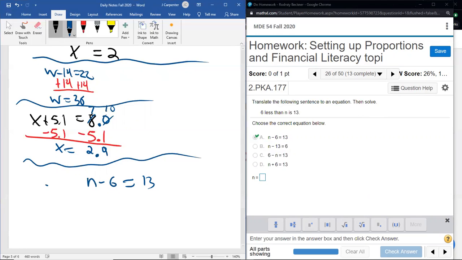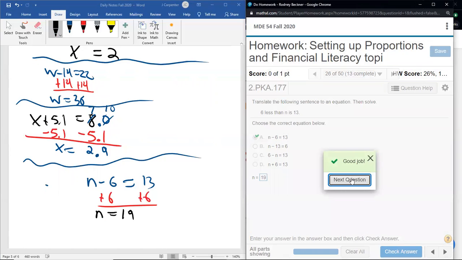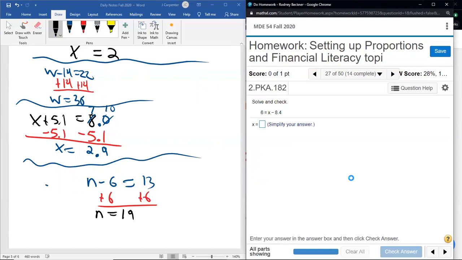So n minus 6 equals 13. We're trying to get the n by itself, which means the minus 6 is what needs to go away. But we don't just scratch it out like that. Since it says minus 6, we add 6 to both sides. We will not be giving you extremely complex algebraic equations to solve by hand in this course, but you will get simple ones like this. Proportions over and over. Notice I didn't have to type the n and the equals because it was already there for us.